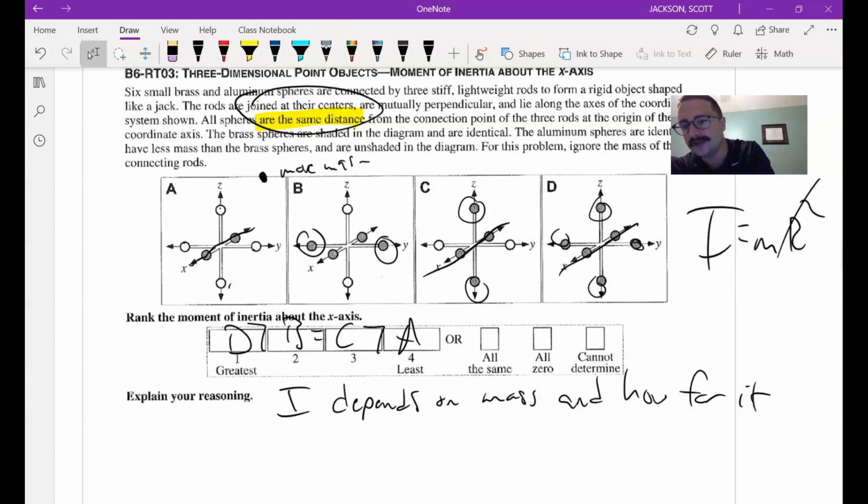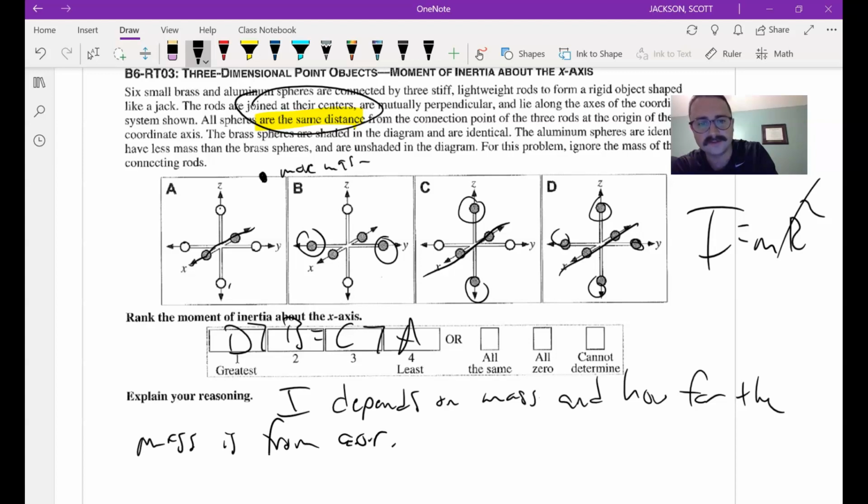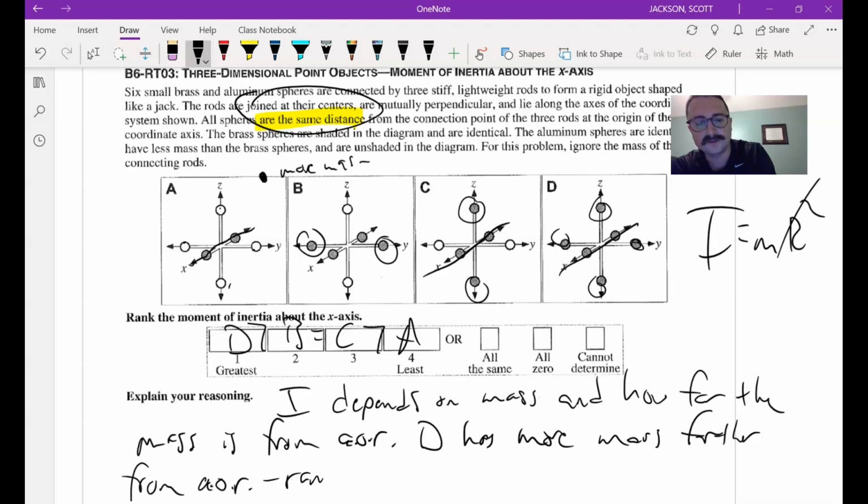And let's be careful using the word "it." How far the mass is from our axis of rotation. D has more mass farther from axis of rotation. And then the ranking follows that pattern.